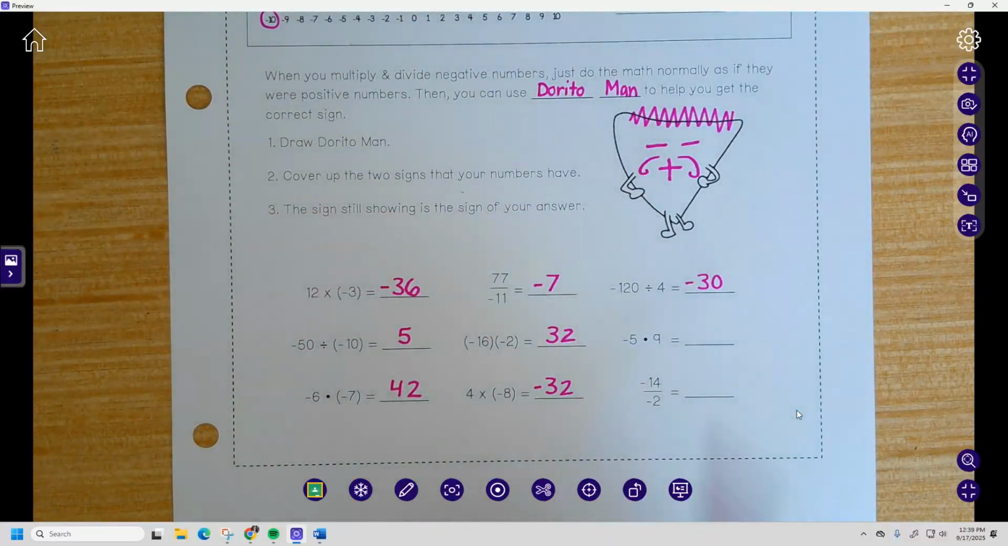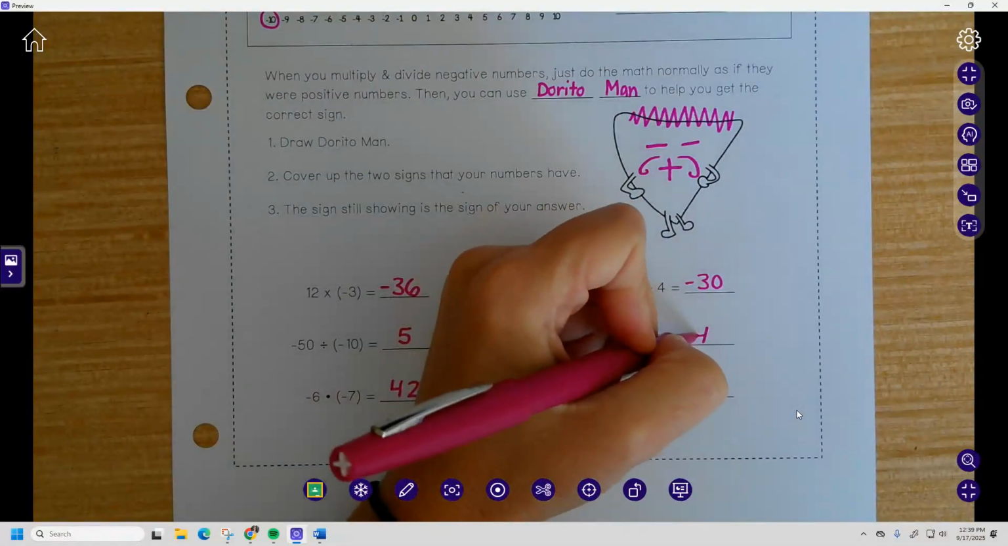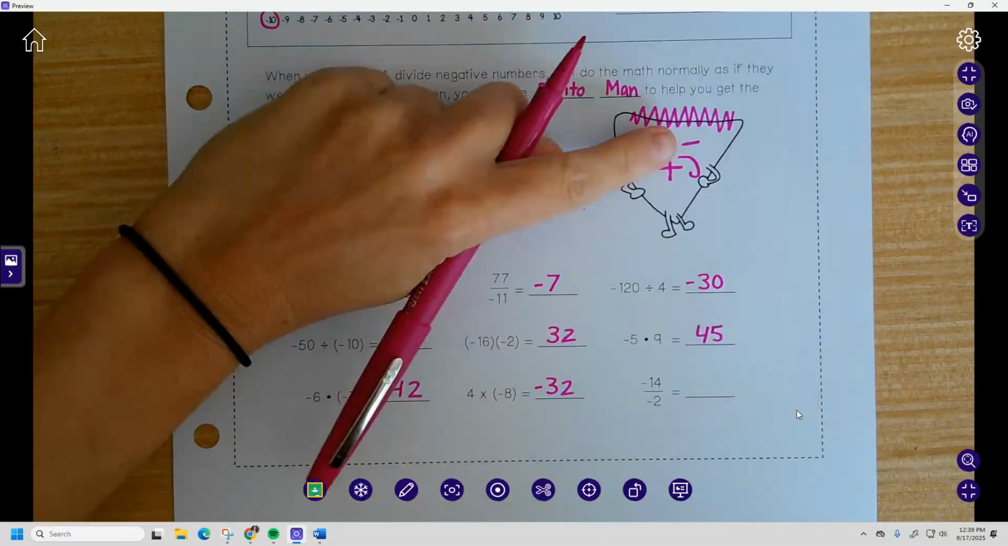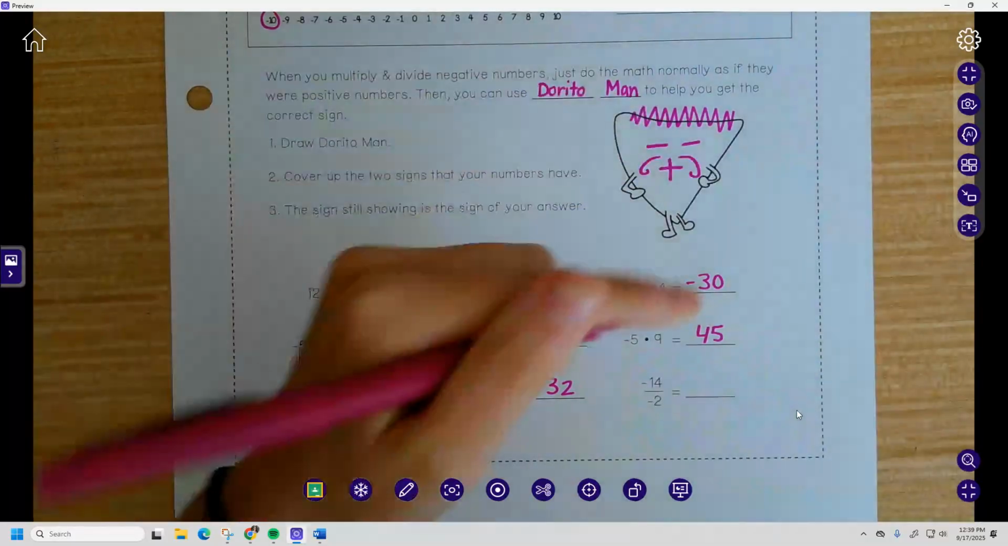Remember, the dot means multiply. So 5 times 9 is 45. Negative times a positive is negative.